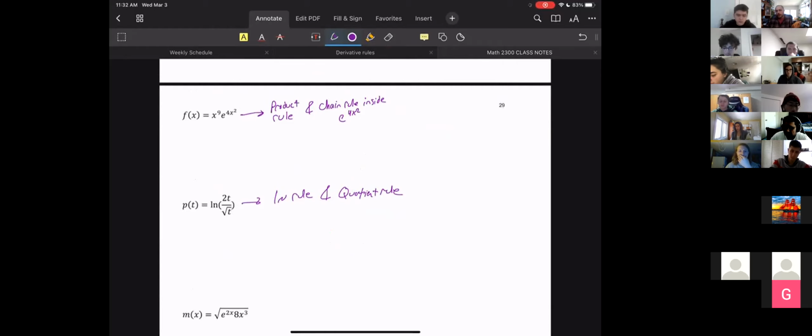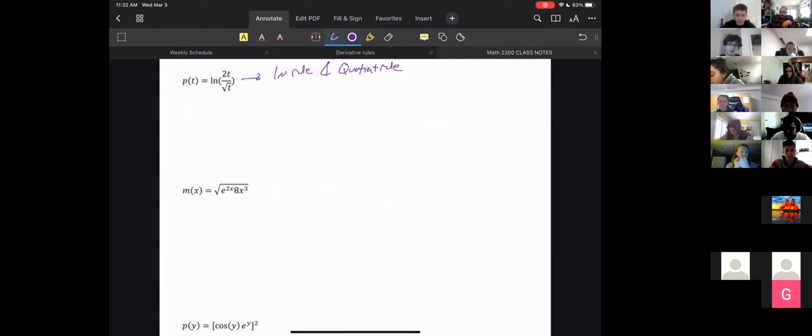I'm going to do it as a quotient rule just to give you something else to look at. But you could transform this inside part into a power rule. Maybe think about that.